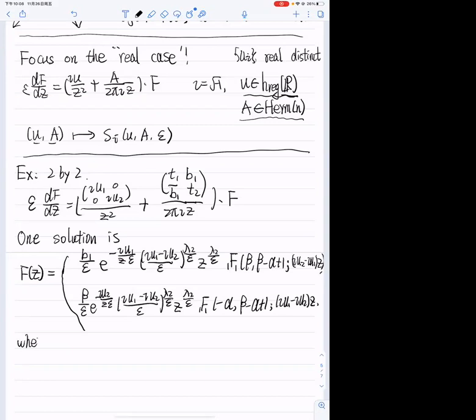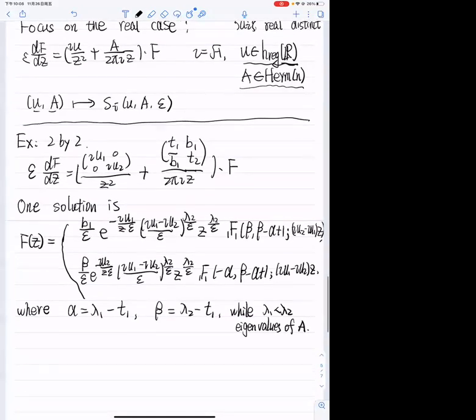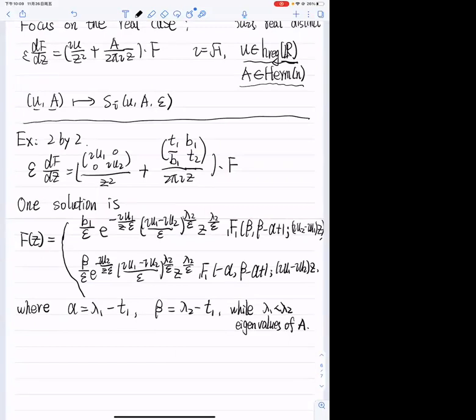Here, I should tell you what alpha, beta, and lambda1, lambda2 are. Actually, alpha is simply lambda1 minus t1, and beta is simply lambda2 minus t1. This lambda1, lambda2 are eigenvalues of the 2x2 matrix A. Okay, so therefore we can write down one explicit solution using the eigenvalues of matrix A.